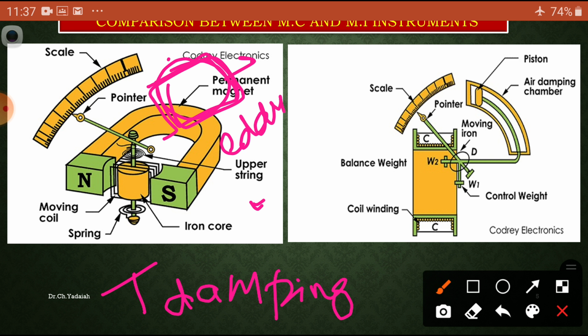Whereas in this case, air friction damping is provided. Generally we opt for air friction damping, with a cylinder and piston. How it works we have already seen. That is the third aspect. So damping torque in moving coil instruments is eddy current damping, and air friction damping is generally employed in moving iron instruments.